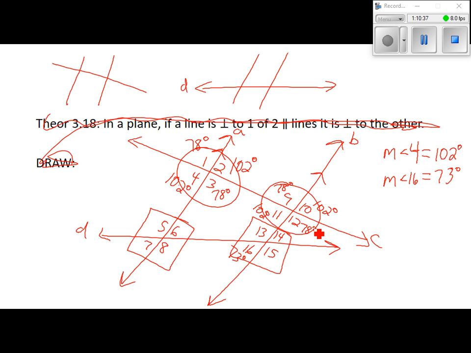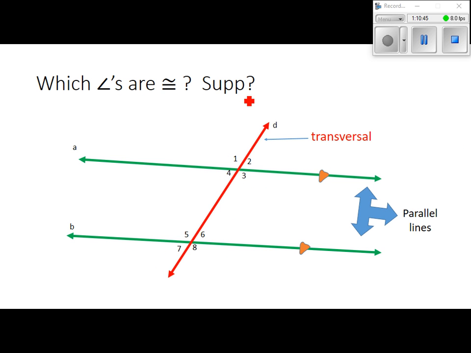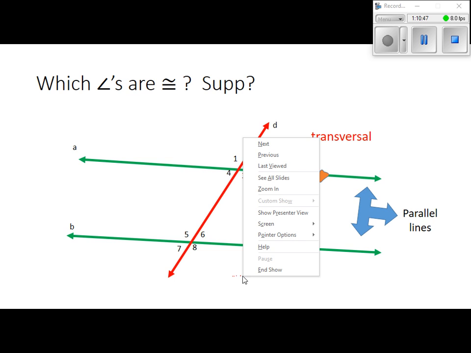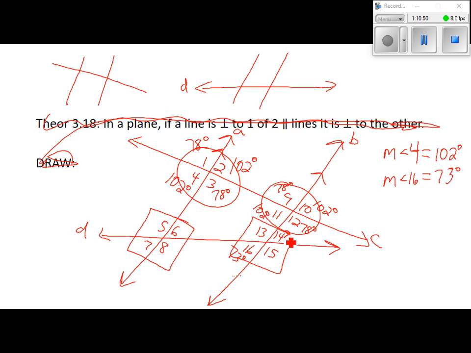Doesn't work. But down here, we do know this is 73. Cover this up. Give me an angle that you know. 14. 14 is how much? 73. Give me another one. 7 and 6. It's how much? 73. Sorry, I got my arm in the way. What else? 180 minus 73, 13 and 15 are 107. Everybody agree with 107? Yes. What else? 5 and 8 are 107.